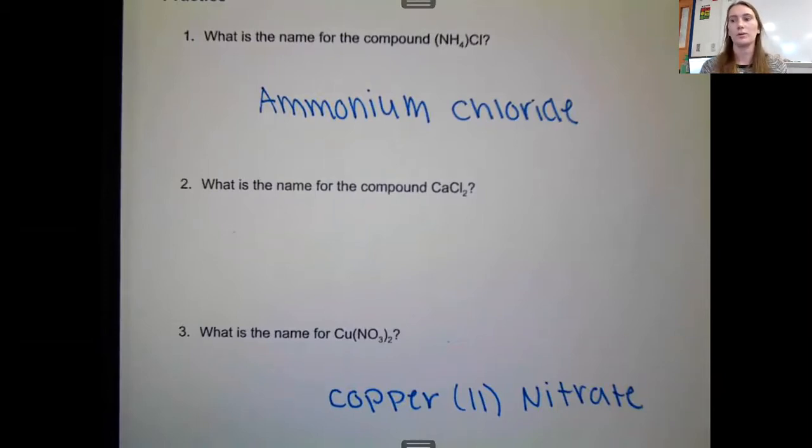Usually we start with the name of the cation followed by the anion. For the monatomic cation, you use the element name. For our anion, you use the root of the element plus "ide" at the end. I'm going to pause for a second, try to do this, and then we'll come back.